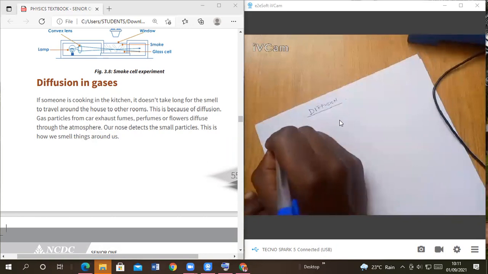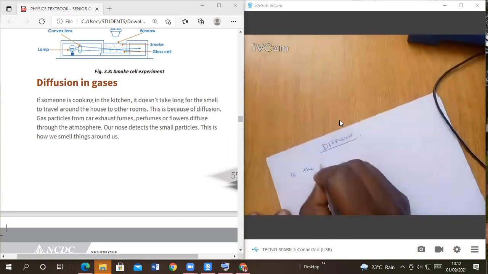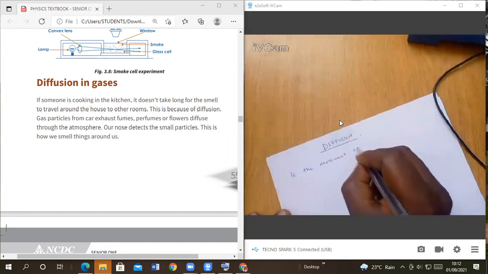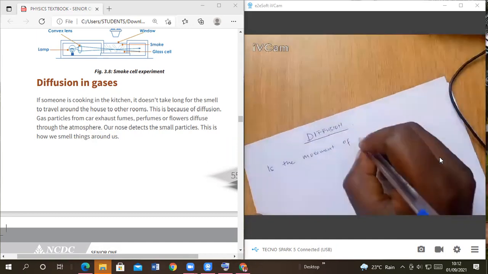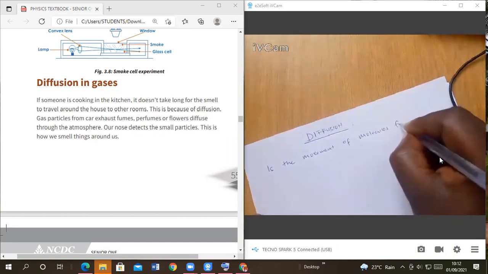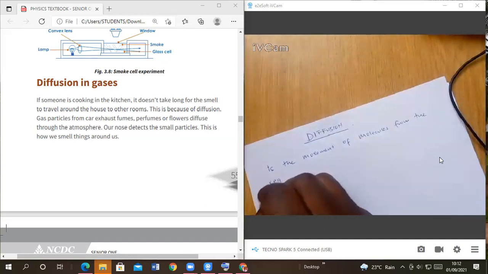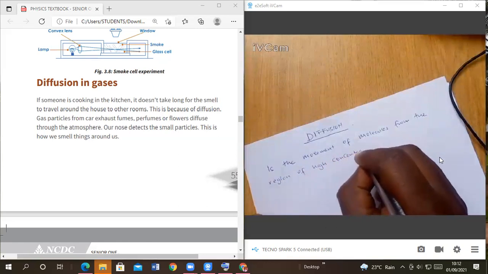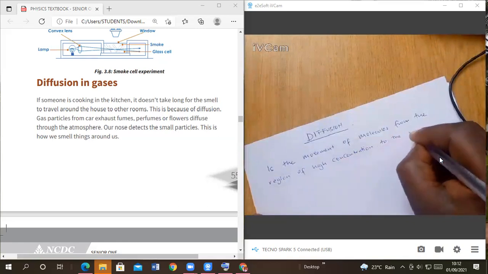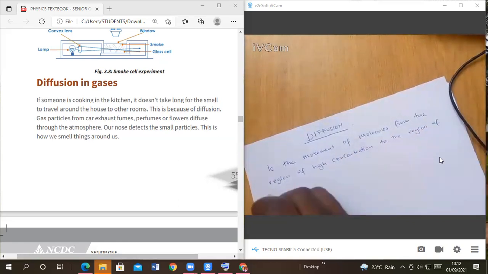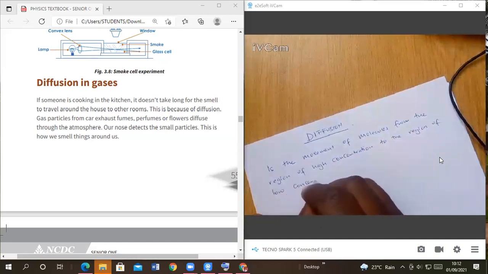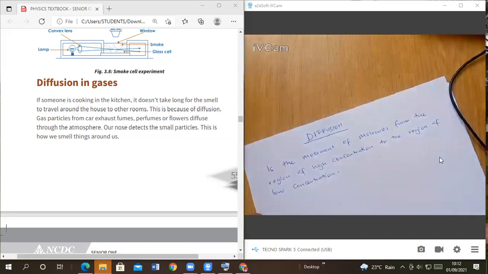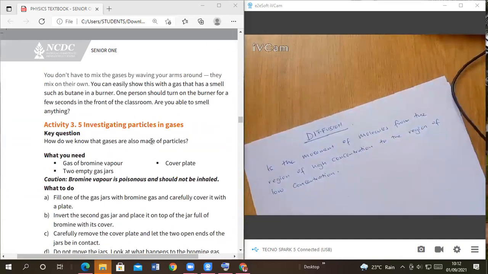So diffusion is the movement, we can say, of molecules from the region of high concentration to the region of low concentration.